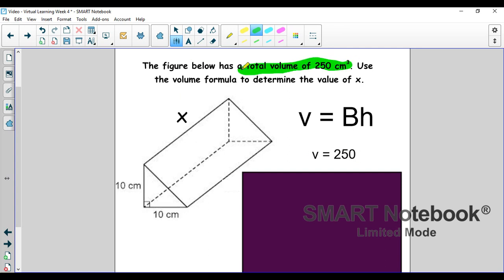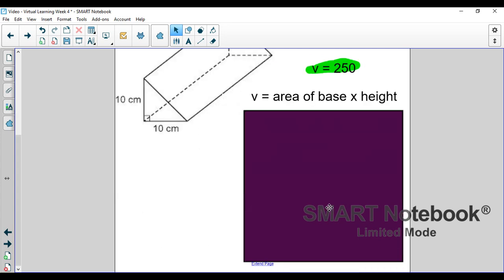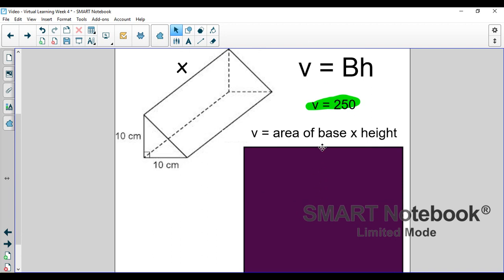So this is something that we solved for last week, but now today they're giving us the volume and they're asking us what would be the height of this prism, or what would be the value of x, in order to make sure that the total space that's occupied by this three-dimensional triangular prism would be 250 cubic units. Well, again, let's go back to what we know is true of our area and volume formula. We know that to find volume, it's the area of the base times the height of the prism.